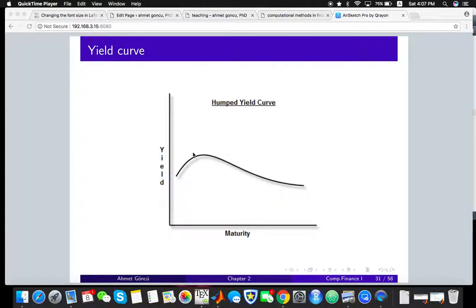However, in some conditions, basically, if the market expects the interest rates to go down at a future date, then you might observe a humped yield curve, which might have a downward sloping part. So this is the less common case, but it might happen in the markets, depending on the expectations of the market players in the bond market. And in some cases, this can also be considered a sign of a coming recession or a slowdown in the economy.